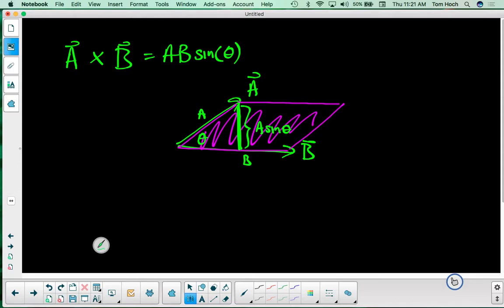Okay, so the vector A cross B, its magnitude is the area of the tabletop. That's clear? But what's the direction? That way, or is it that way? How do you know which it is? Right hand.